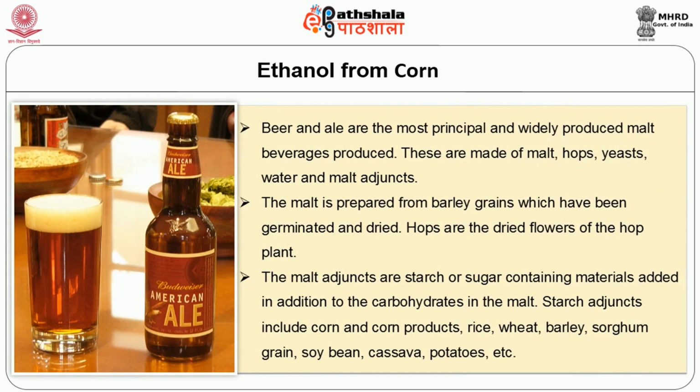Beer and ale are the most principal and widely produced malt beverages. These are made of malt, hops, yeast, water and malt adjuncts. The malt is prepared from barley grains which have been germinated and dried. Hops are the dried flowers of the hop plant. The malt adjuncts are starch or sugar containing materials added in addition to the carbohydrate in the malt. Starch adjuncts include corn and corn products, rice, wheat, barley, sorghum, grain, soybean, cassava, potatoes, etc.